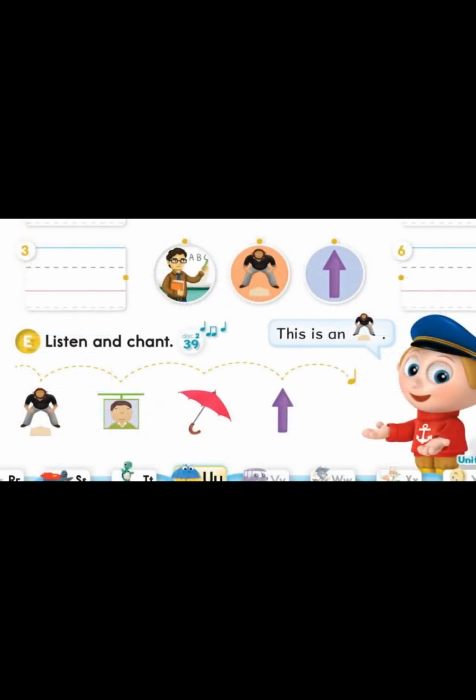Page 69. D. Listen and write. Then match. 1. Uncle. 2. Umpire. 3. Up. 4. Juice. 5. Umbrella. 6. Teacher.